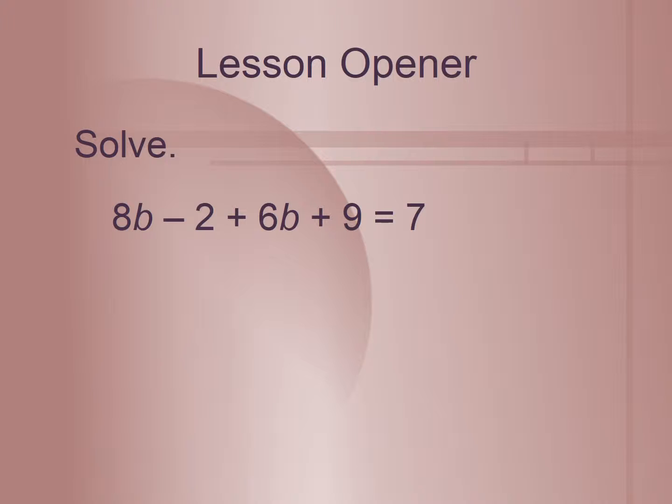Let's look at this. We have 8b minus 2 plus 6b plus 9 equals 7. In our previous lesson, we learned how we can simplify an equation in order to make it easier to solve. So there are two ways to simplify an equation. There's using the distributive property to eliminate any parentheses, and then there's also combining like terms. So in this one, we're going to combine like terms.